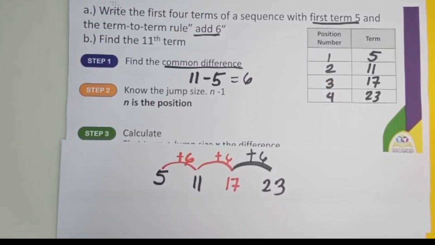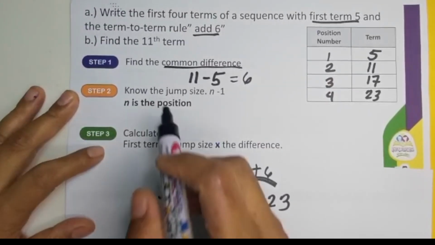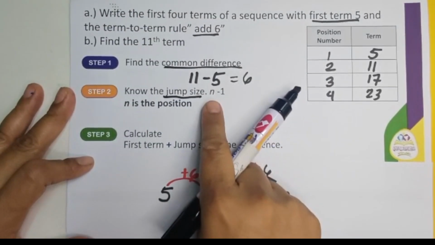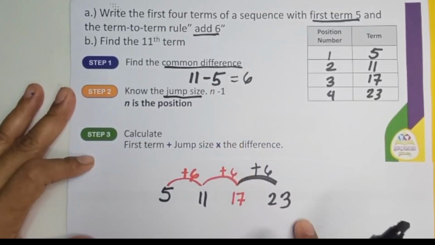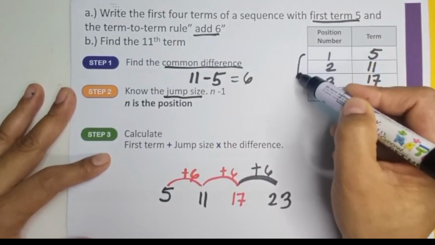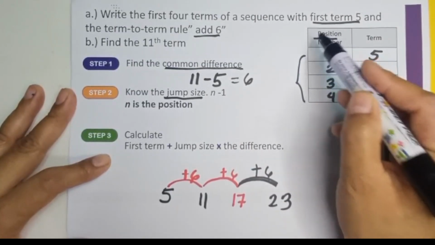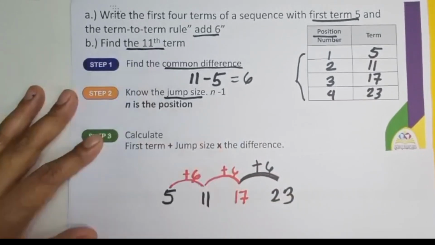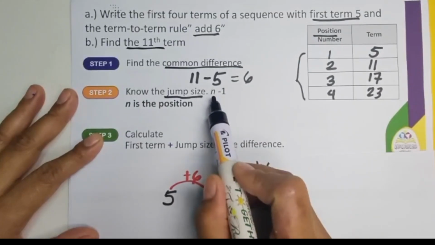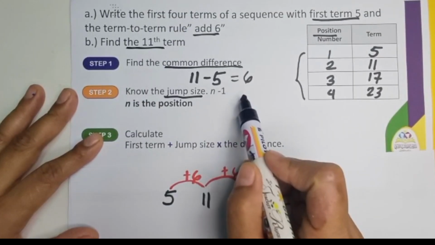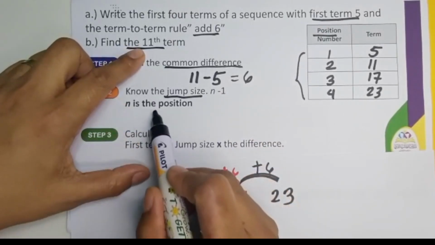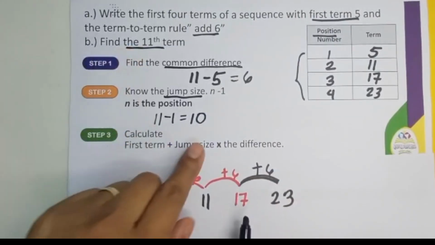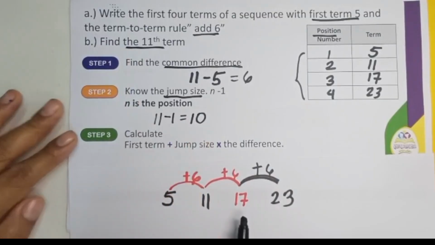The next thing we are going to do is find the jump size. Jump size is n minus 1, where n is the position. In our question, we are going to find the 11th term. So let's put it in our formula: n minus 1, our n is 11, so 11 minus 1 gives me 10. Our jump size in this given sequence is 10.